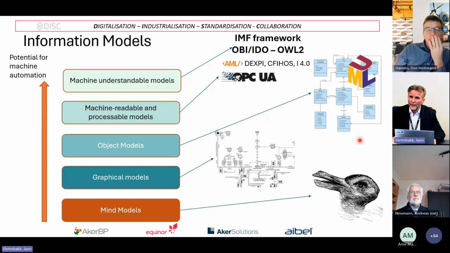But before we dive into that, I would also like to emphasize the move we are taking from mind models, graphical models, object models into machine readable and processable models, and achieve a machine understandable model following the OBI and IDO as Ove says, but also hopefully get along with AutomationML, the DEXPI, the GForce, the Industry 4.0, and connected to the upper ontology.